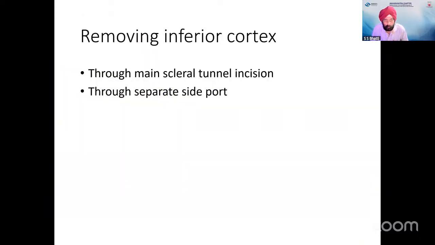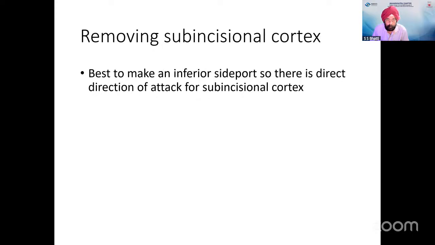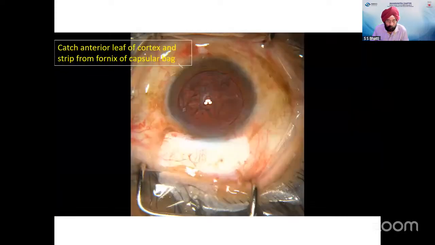And of course, as we've already seen during removal of the epinuclear bowl, you could remove the cortex also the same way, either through the main scleral tunnel incision, which will be a constant volume system, or you could use a separate side port, either with a Simcoe or with a bimanual system. And subincisional, it's always better to make a side port somewhere else, either temporally, nasally, or inferior. I like to make an inferior side port, so you have a direct direction of attack for subincisional cortex.